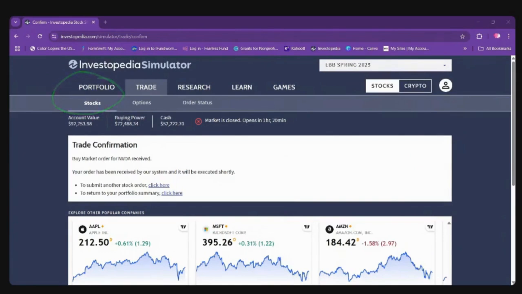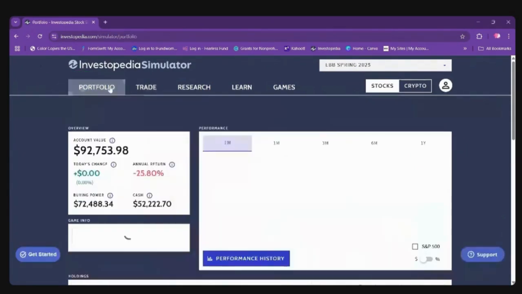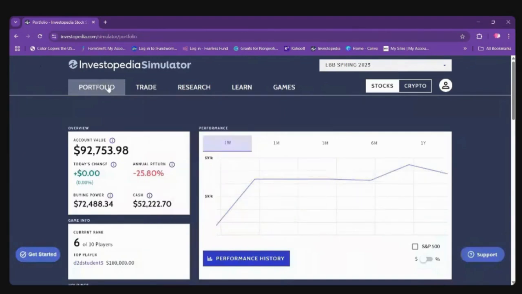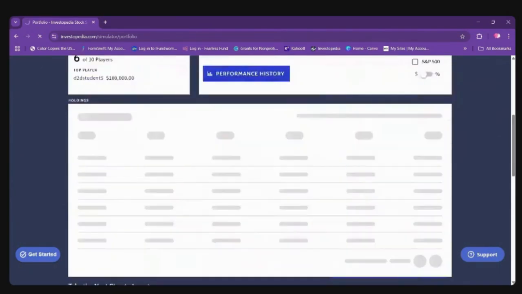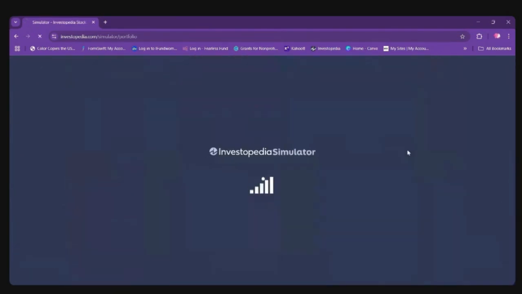So let's go back to portfolio for a second. And just to give you an idea of what a portfolio is, it's basically a list of all your investments, your trades, your securities inside of one place. So think of a pocketbook that's holding shares of Apple, shares of NVIDIA.